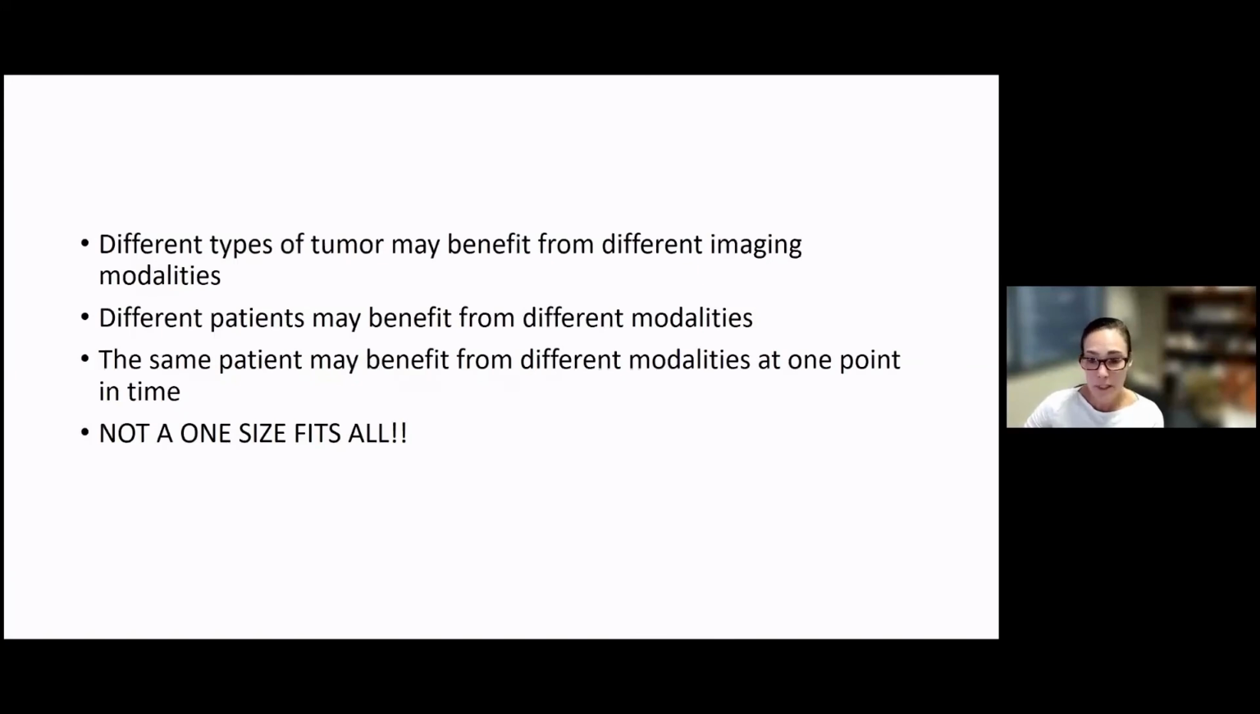So it's not a one size fits all, and we have to really try and personalize medicine to all of our patients. So discussing it with the surgeon, discussing it with the radiologist, and having a team approach to the imaging of appendiceal cancer is the key.